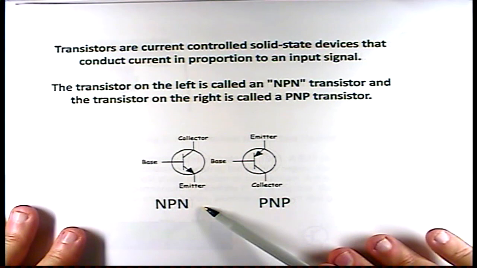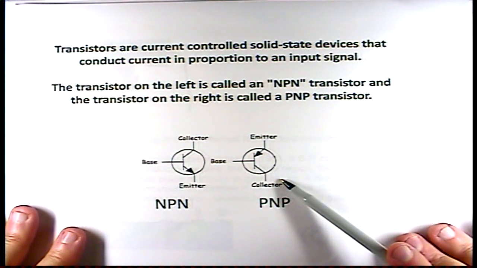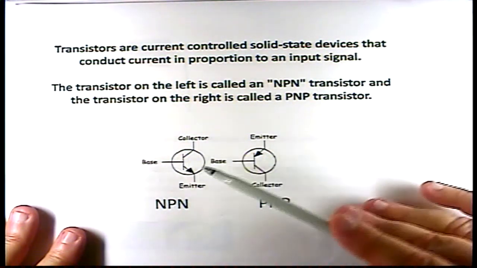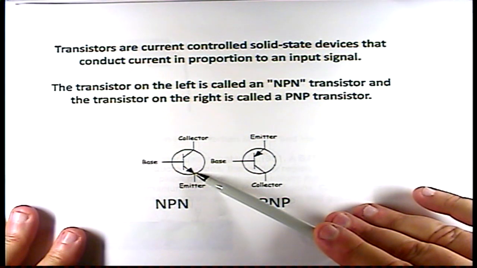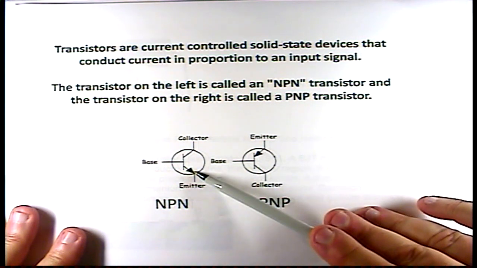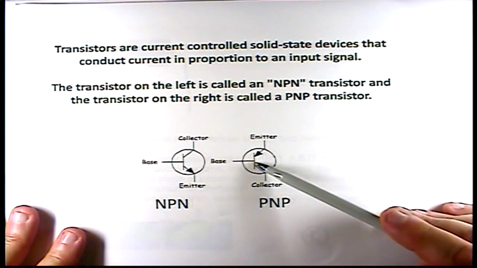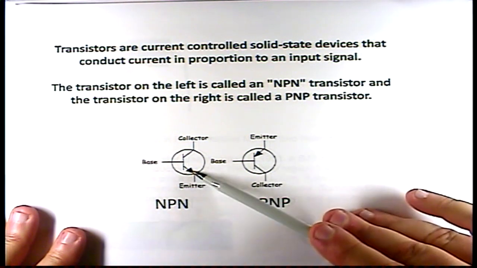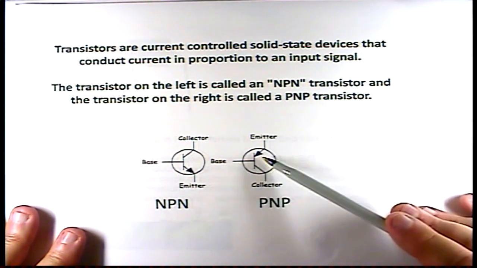Transistors are current-controlled solid-state devices that conduct current in proportion to an input signal. The transistor on the left is called an NPN, and the transistor on the right is called a PNP. Now, see the arrow pointing out? That means it's an NPN. The arrow pointing in means it's a PNP. When we say pointing in, we're referring to this base plate here.